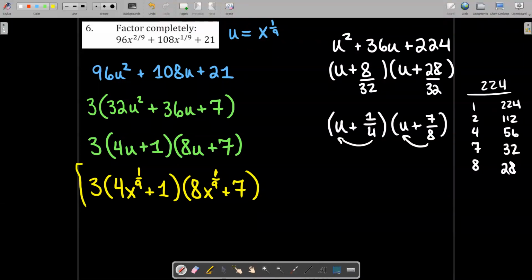And this is the factored form. We could write these as square root of 9, but that's just an extra step and it's not necessary.